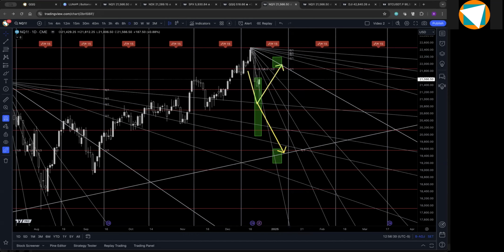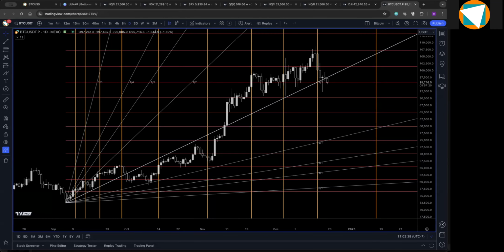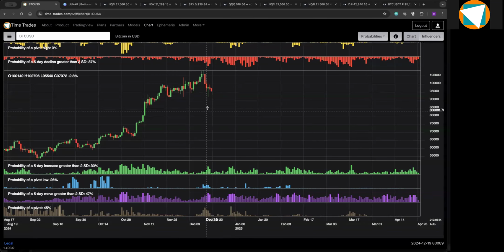Okay, we're back and looking at Bitcoin here, and we're going to really lean into the AI to make sense of this. The forecast for Bitcoin, the last major pivot was on the 18th, and you can see just how successful that forecast was.